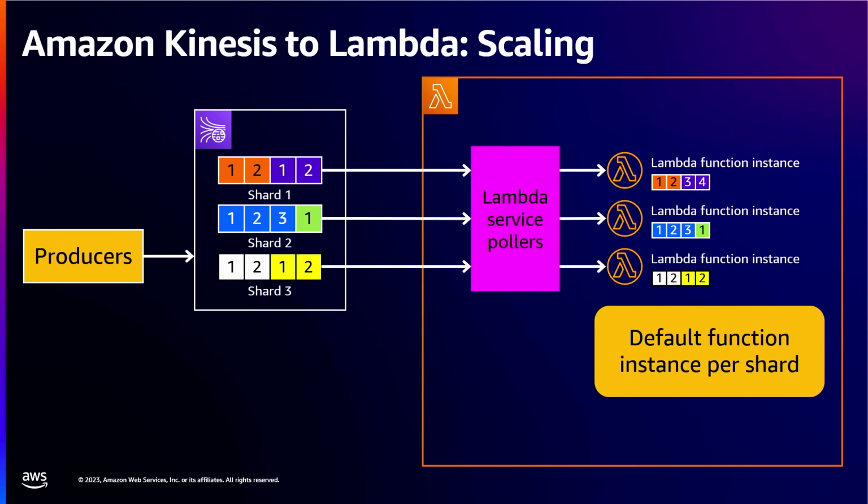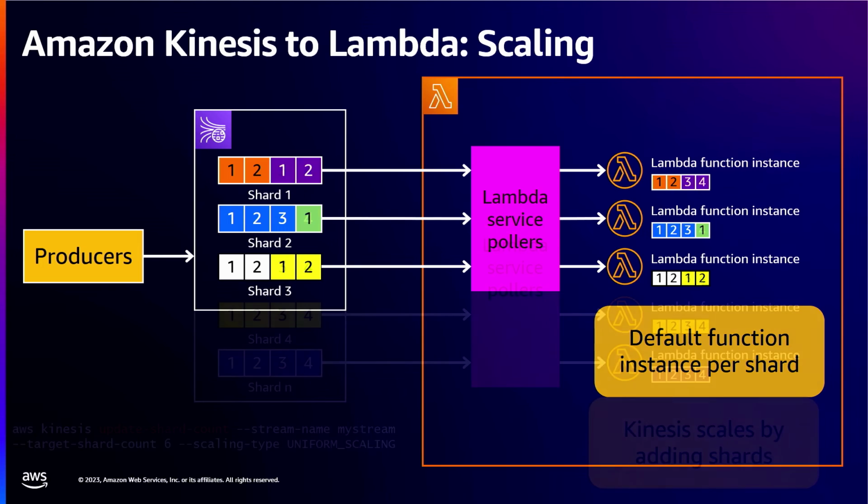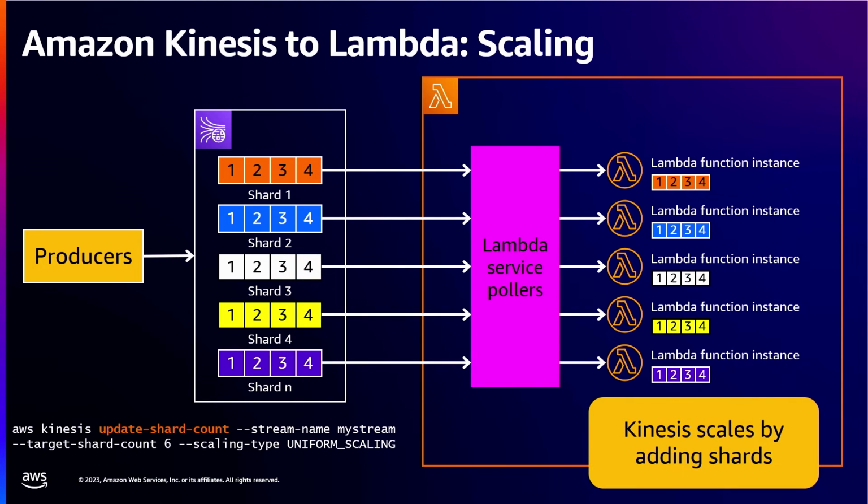But back to, if we don't have parallelization factor, how does the scaling work? Well, remember, by default, there was that single function instance per shard. And Kinesis scales by adding shards using the update shard count API call. And so when there are more shards, Lambda is going to automatically scale up the number of consumers to match the number of shards. Still going to be message ordering in each shard, and so the maximum number of consumers is 1 consumer per shard. More Kinesis shards means more Lambda processing.